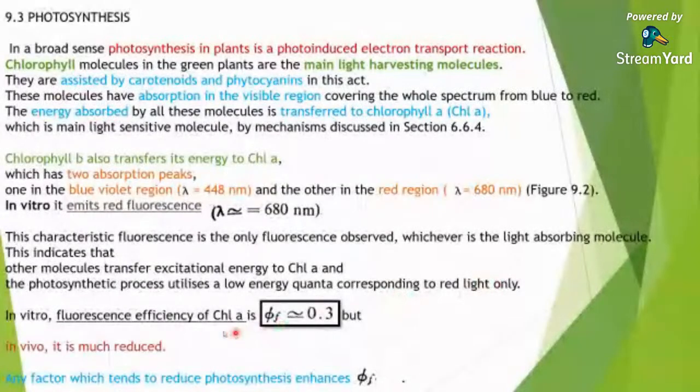In vitro, the fluorescence efficiency of chlorophyll A is nearly 0.3, and in vivo, this quantum efficiency of fluorescence is much more reduced. Any factor which will reduce the fluorescence will enhance the photosynthesis, or we can say any factor which will enhance the fluorescence will reduce the photosynthesis.